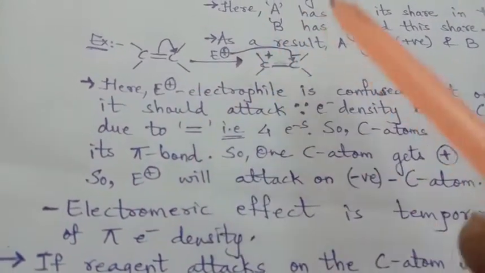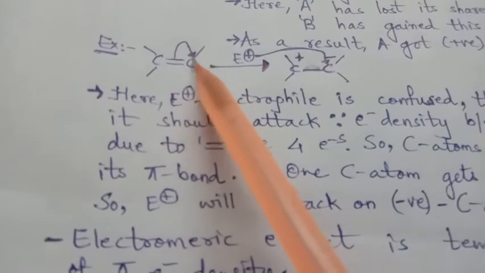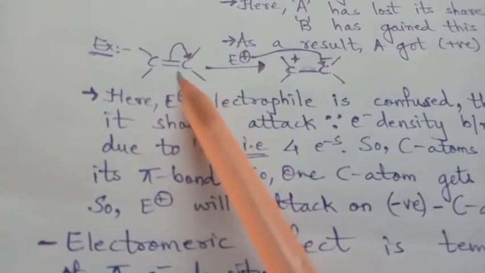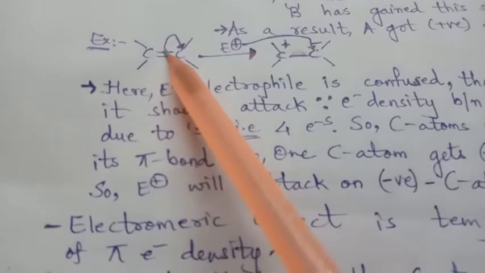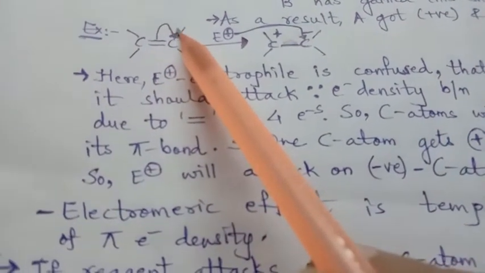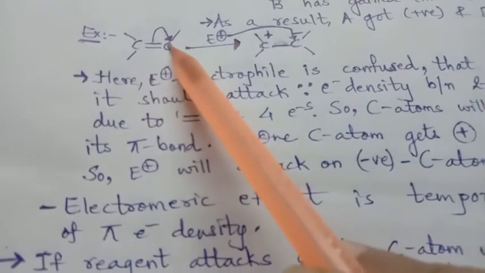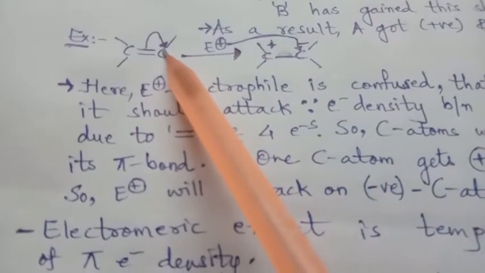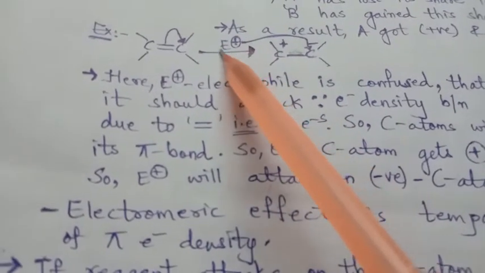So this is again and again repetition, so please keep in mind what is important now you would have learned. Here see, this is the pi bond, that means pi electron density. It is given by this carbon to this, so it will acquire positive and it will acquire the negative charge. And as it will acquire negative charge, here one electrophile is there.